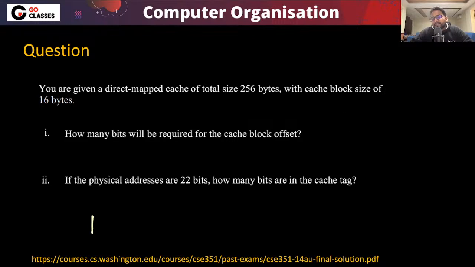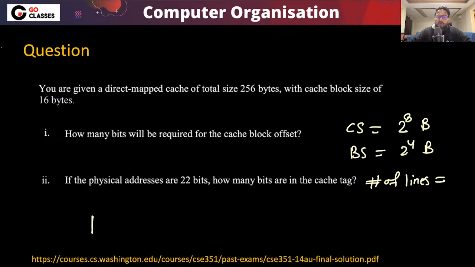See, the cache size is 256, which is 2 power 8 bytes, right? Block size is 2 power 4 bytes. So can you tell me the number of lines, or number of blocks? Let me write line because I'm talking about the cache. It is 2 power 8 divided by 2 power 4, which will be 2 power 4 lines, right? Now, how many bits will you require for the cache block offset? Block offset will require 4 bits, right?